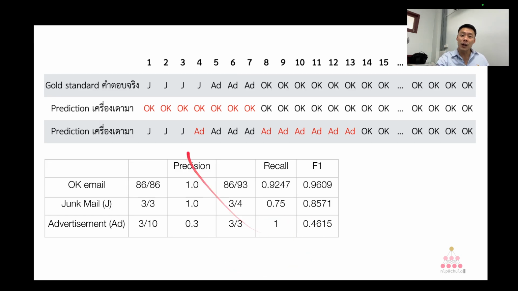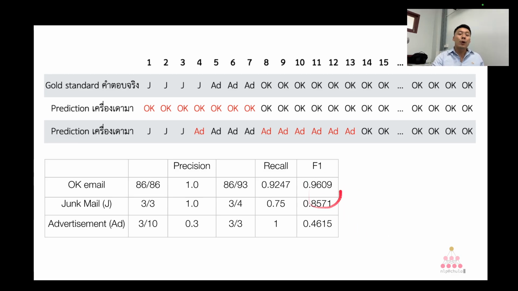But recall is awesome, because for ads, all 3 ads in the dev set, you caught them all, right? So the recall is 1. So we know that if there are ads, we will catch it. You know why? Because it flags a lot of things as ad. So there's more chance that it's going to catch the real ads. Okay, so it's kind of cheating a little bit, all right?